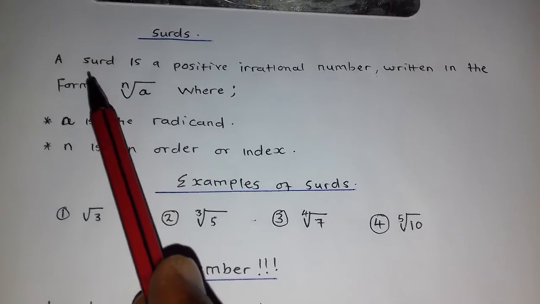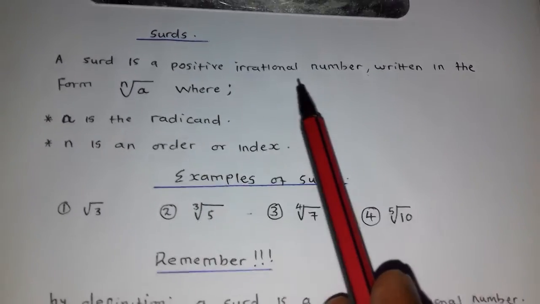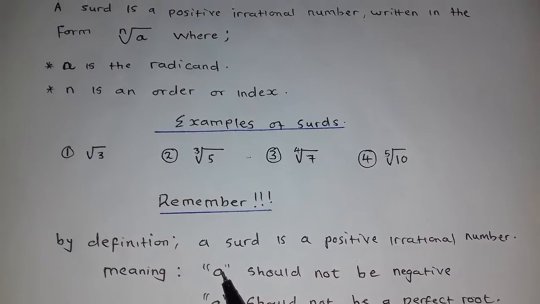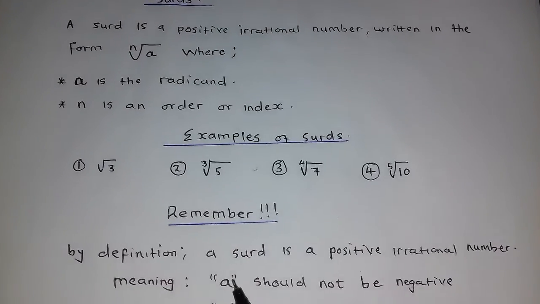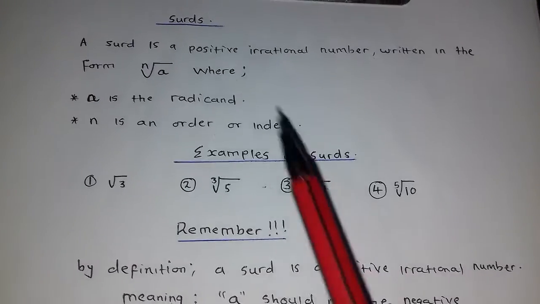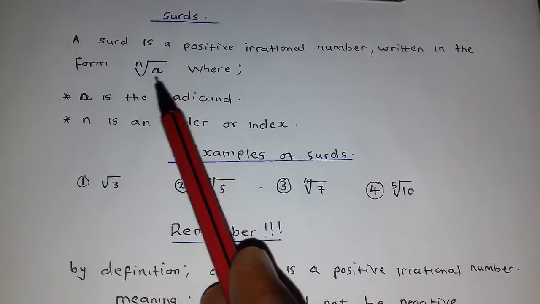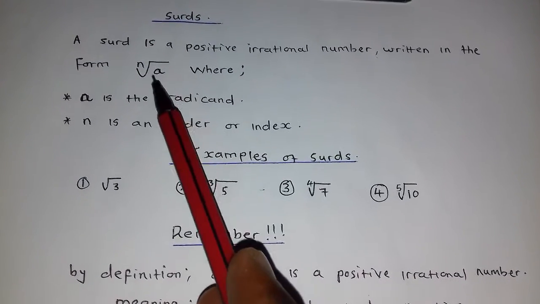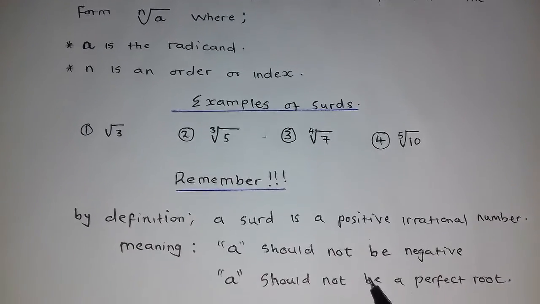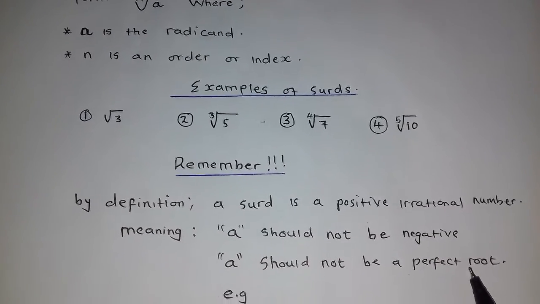We have it here. A SURD is a positive irrational number. What's the meaning of this? For a SURD to be called a SURD, A should not be negative. This A here should not be negative. So we should not have a negative radicand. And the same A should not be a perfect root of something.